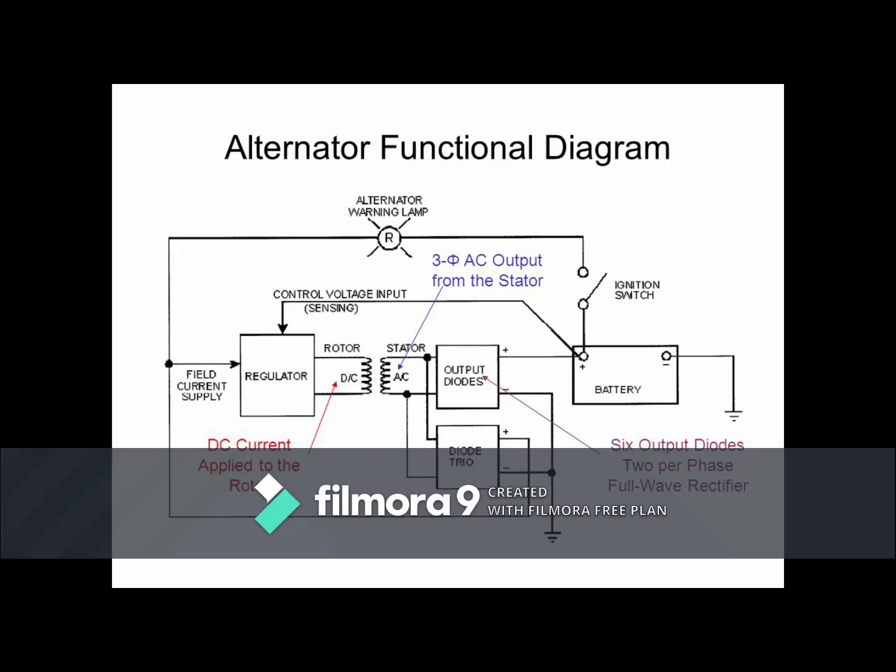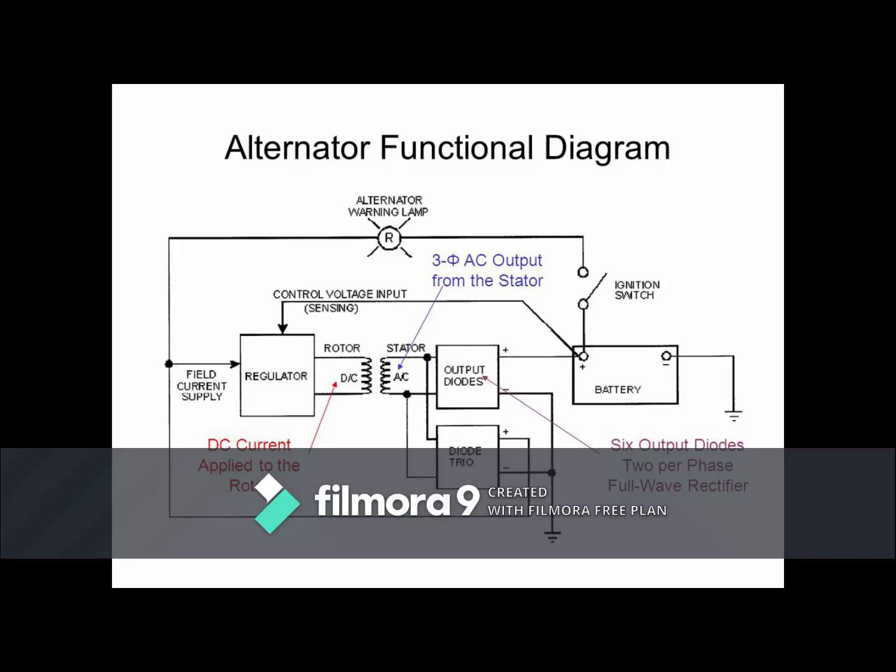The stator is the stationary part of the machine and is built up of sheet steel laminations having slots on its inner periphery. A three-phase winding is placed in those slots and serves as the armature winding of the alternator. The DC current from the regulator goes through the rotor and is transformed to AC current to the output diodes.